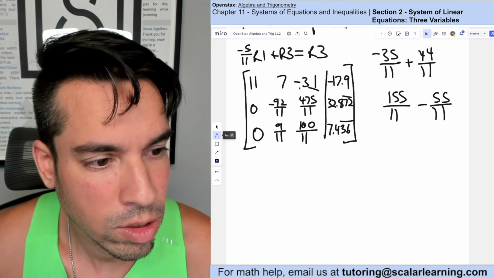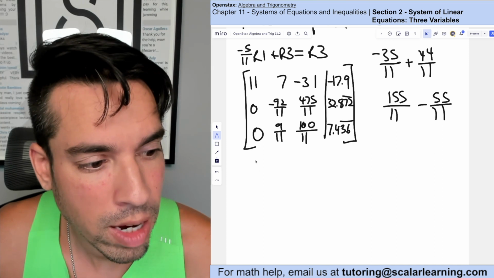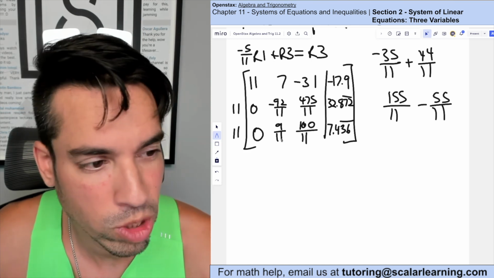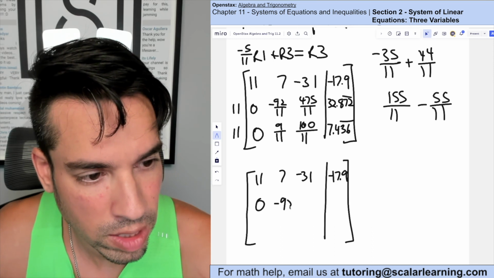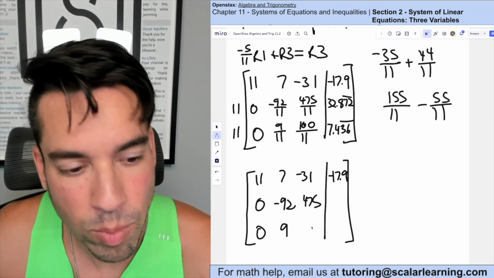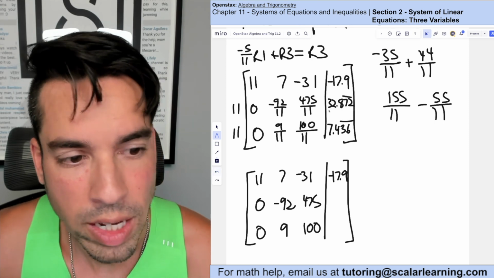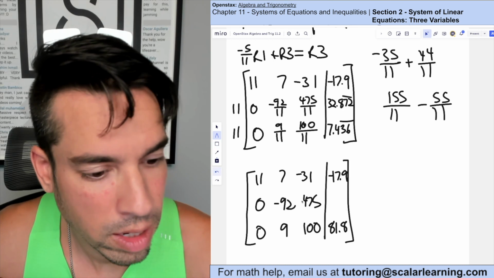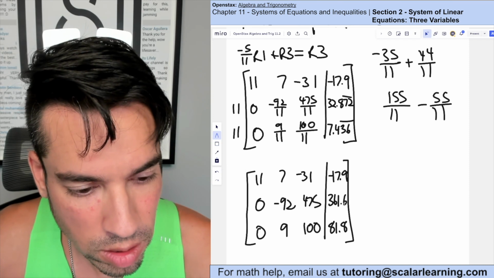Now just to simplify these, so we got these gnarly fractions, but we already got the zeros in those spots, which is nice. So I can multiply the second row and the third row by 11, right? And that's just going to clear out these fractions, make the numbers a little bit nicer. So 11 times 0 is 0. 11 times negative 92 over 11 is negative 92. This one becomes just 475. Down here we get 0, we get 9, and we get 100, right? Clearing out that denominator. And then multiplying this and this by 11, we're going to do that in Desmos. So this one gives us exactly 81.8. And then the next one, we get exactly 361.6. That's nice. No more repeating decimals.